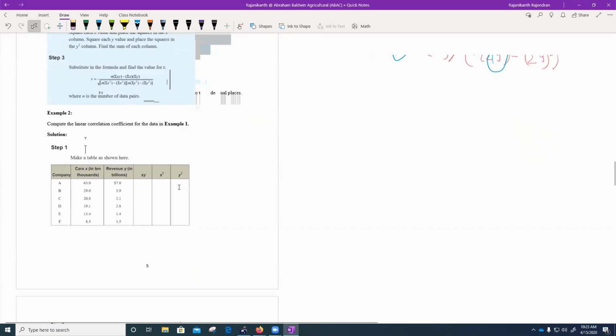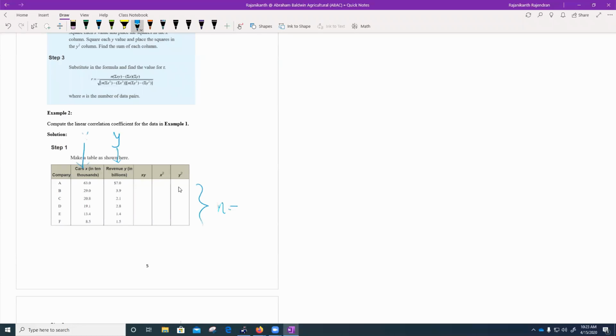So let's look at one example. We will do the same problem, the data points we had for the earlier example. So now these are my x values. The first column is my x value. This is my y values. How many data points do I have here? I have 6 of them, right? Therefore, my little n is 6. There are 6 companies. These are my data points, right?